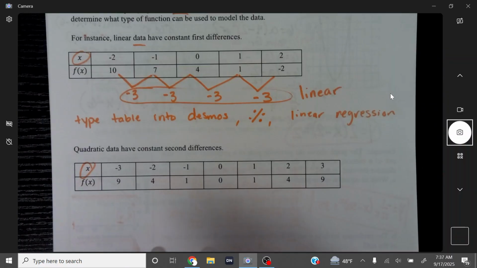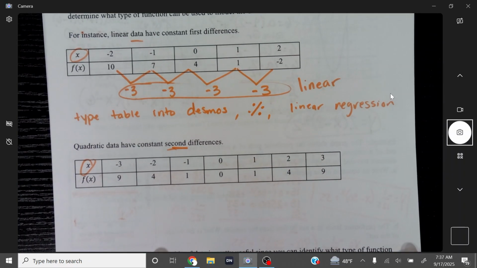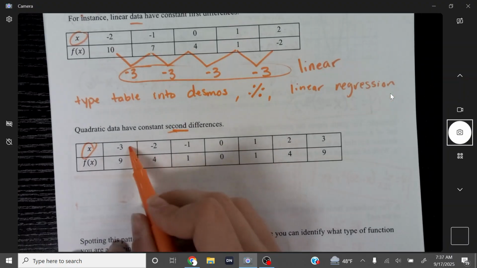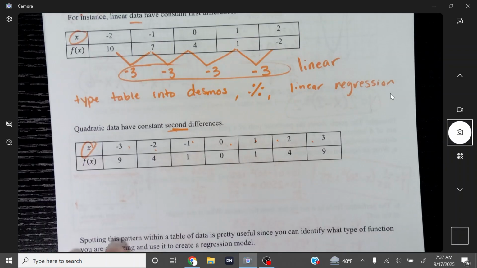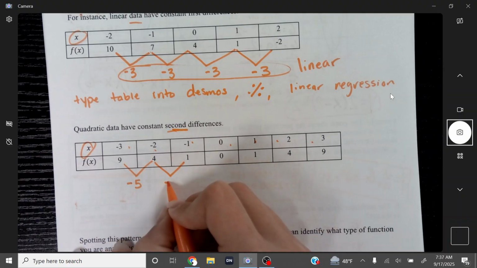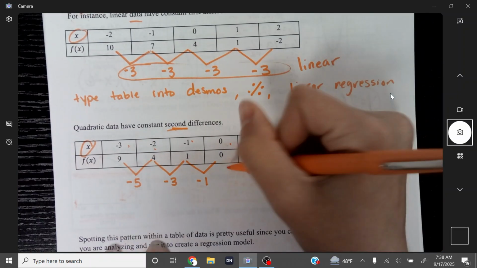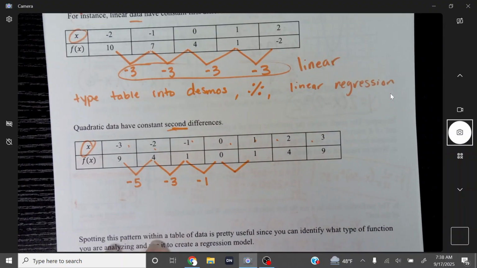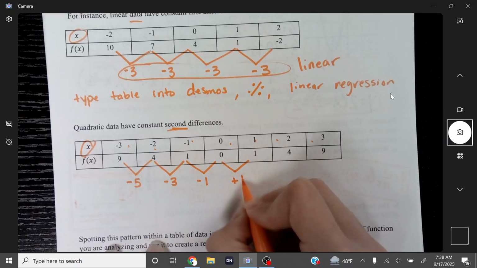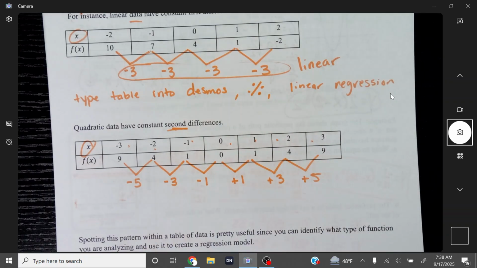But quadratic data has second differences, constant second differences. So you can see here our inputs are evenly spaced. Now we look at our outputs. From 9 to 4, we subtract 5. From 4 to 1, we subtract 3. From 1 to 0, we subtract 1. And then you can see here, this is a plus 1, plus 3, plus 5. So these are not all the same number.